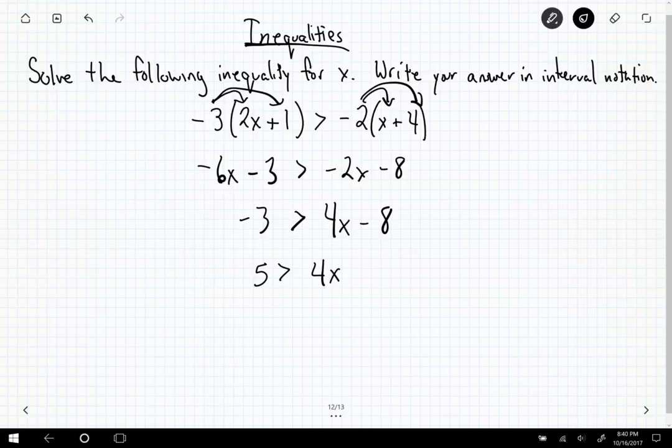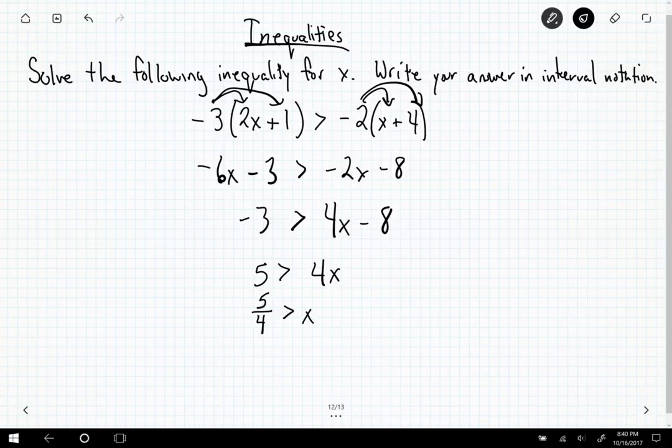So since we don't have a negative number we're dividing by, there's no reason to make any changes. So you have 5/4. When we divide both sides by 4, we get 5/4 is greater than x. Or another way to read this is x is less than 5/4. So for example, 0 would be a number that satisfies this.